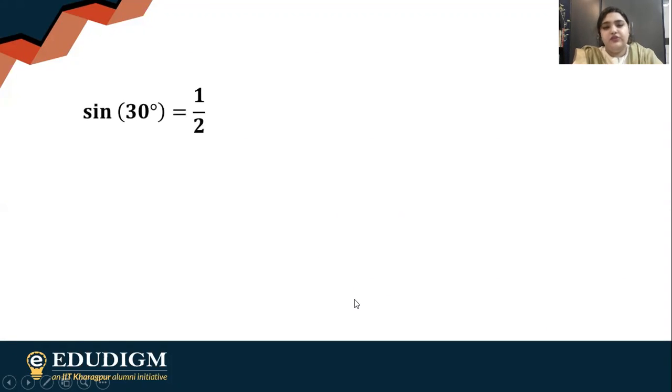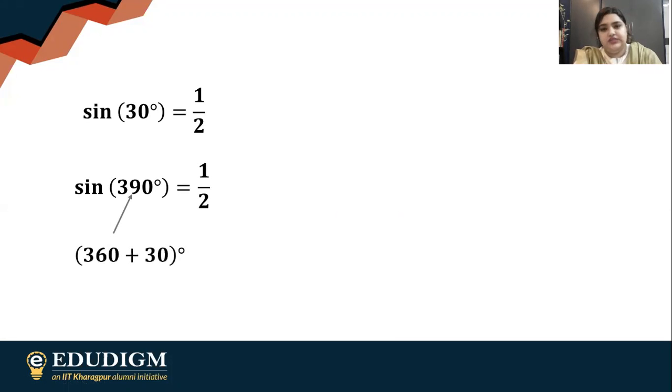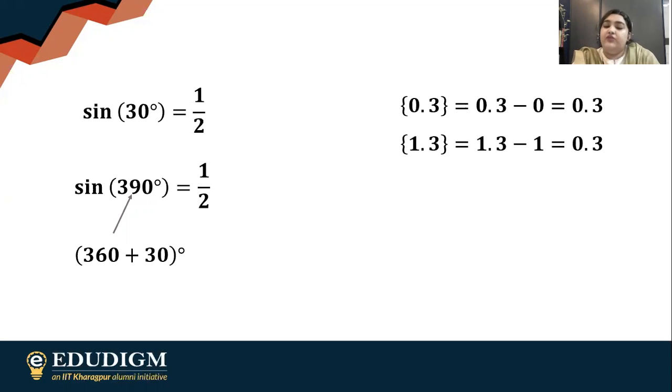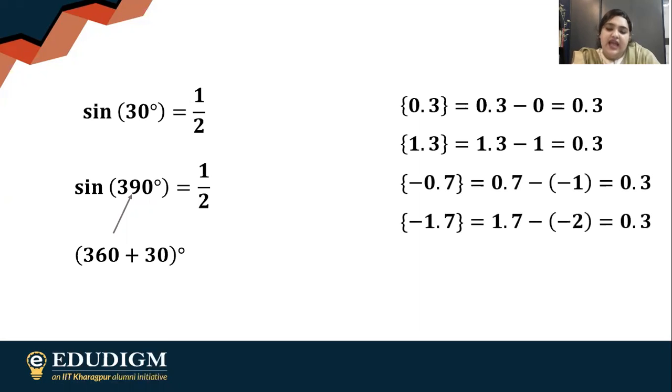Before we move on to the definition and everything, let's just take two simple examples. We know that sine 30 is half. What if I ask you what is sine 390? You will say that this is also half because 390 can be written as 360 plus 30. Similarly, consider the fractional part function. If I have 0.3, the value will be 0.3. If I have the value 1.3, the output will be again 0.3. And for all the possible inputs like minus 0.7 or minus 1.7, you will have the same output.